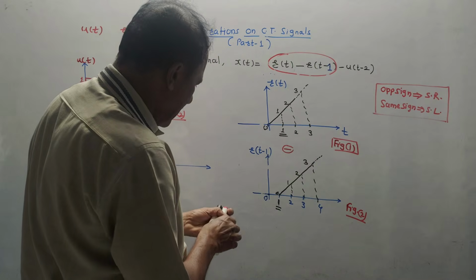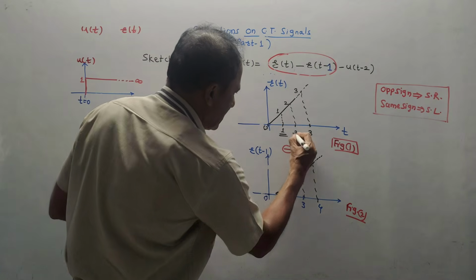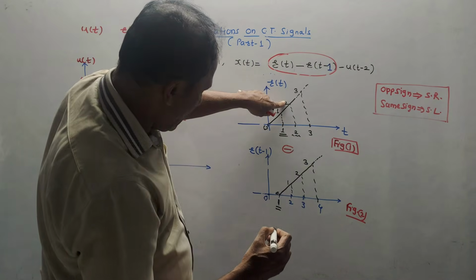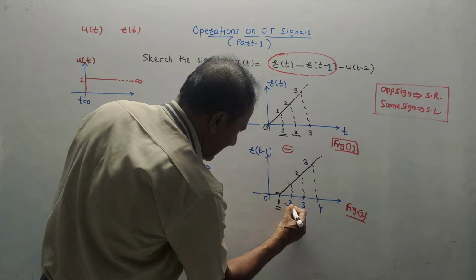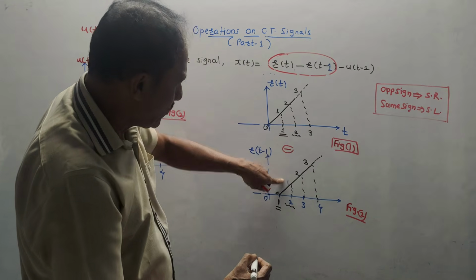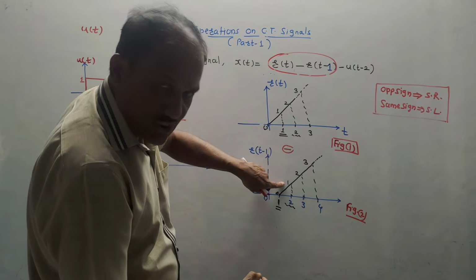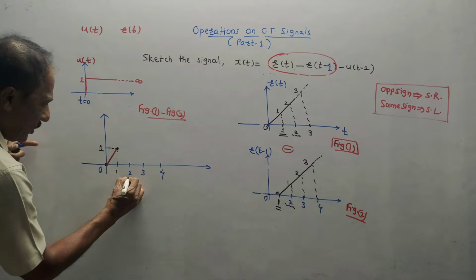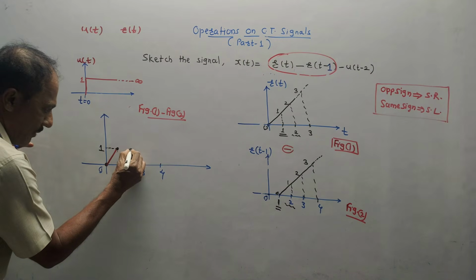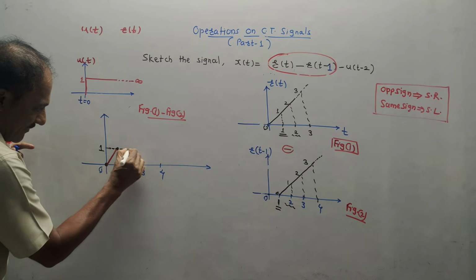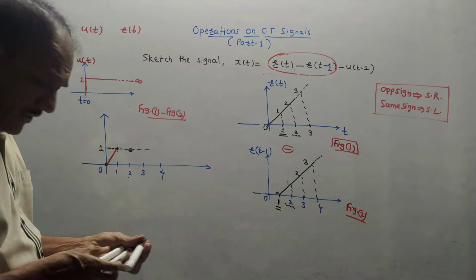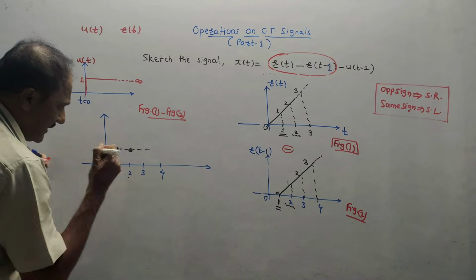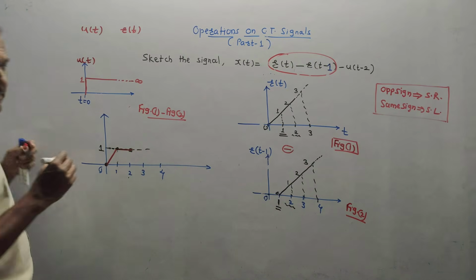Next calculation. At 2, the amplitude of the first signal is 2. At 2, the amplitude of the second signal is 1. So 2 minus 1 is 1. That means at 2, I will get a point of amplitude 1. This amplitude 1 level is like this only. So I have marked this point. Again, whenever you get 2 points, join them by a straight line. So I will join it by a straight line.